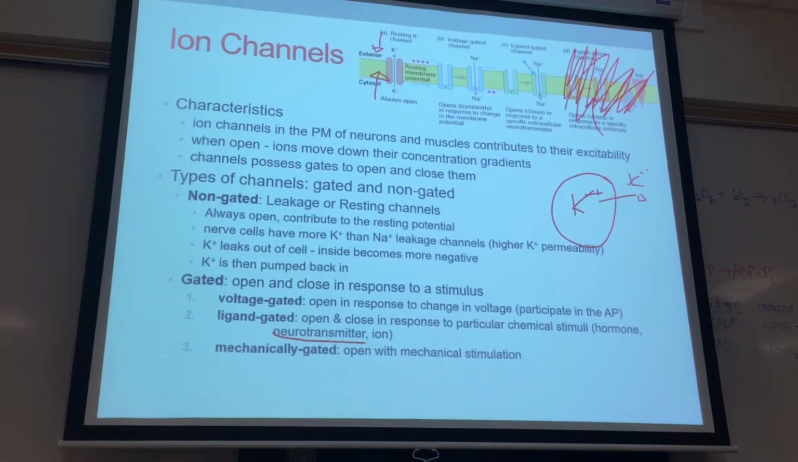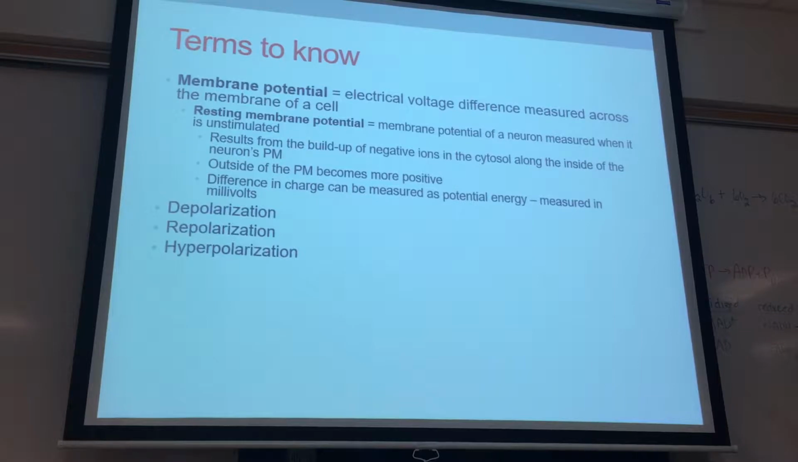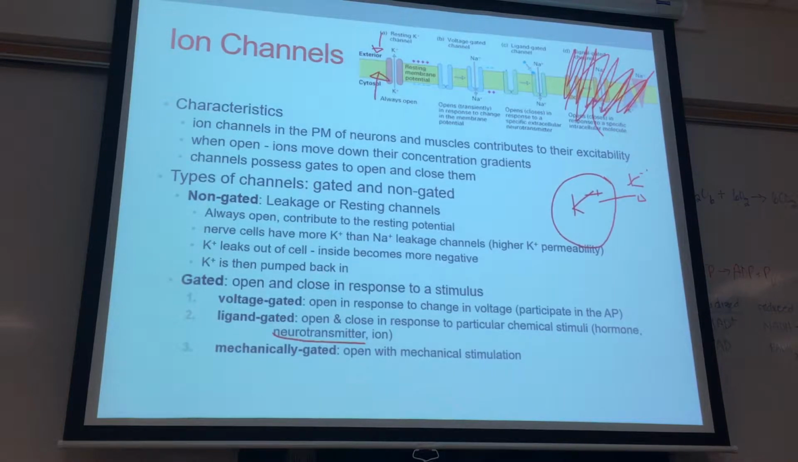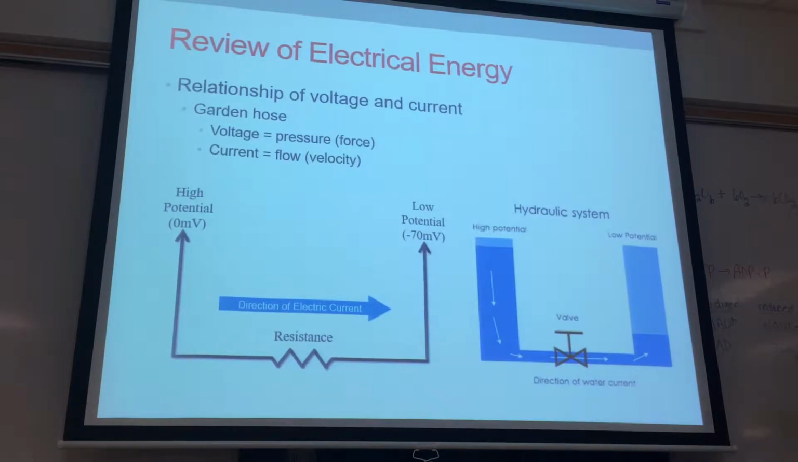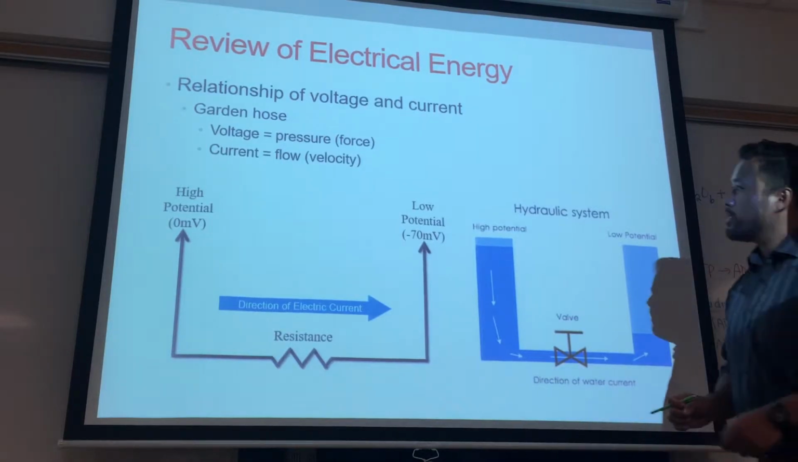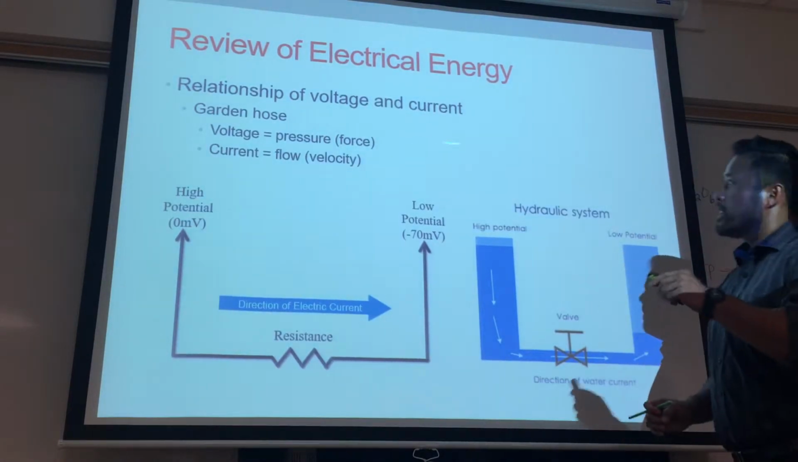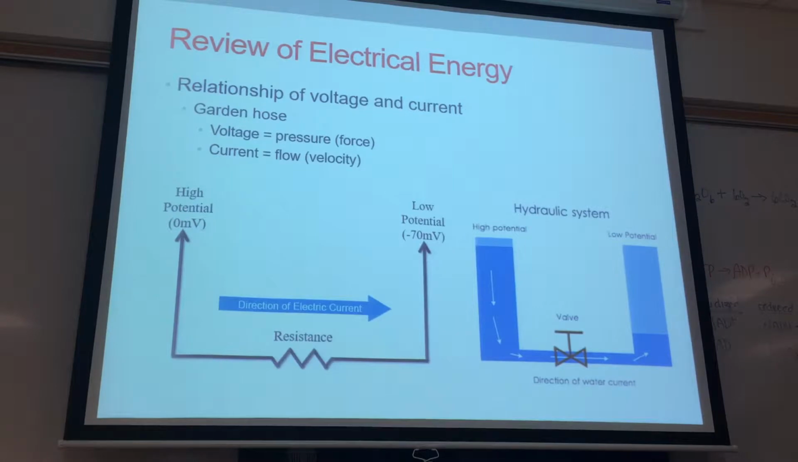So now that you know the key players, you know the terms that we're going to get into, let's knock off those terms. And while we do that, we do have to go over some basics. And so here we can review electrical energy. And I'm not going to get too much into the physics of things. But as we see, there's a relationship between voltage and current. There's going to be a relationship with voltage as well as the current of ions moving through.